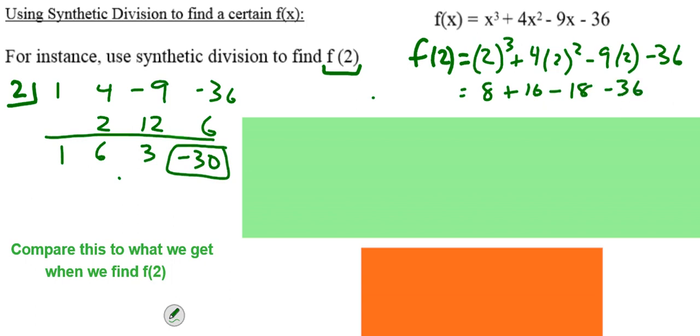Because I don't have a calculator, I'm going to have to do it by grouping. 16 minus 18 is -2. -2 minus 36 is -38. So 8 minus 38 is -30. We got the same thing. All right, so that's pretty cool. We just figured out another way to find the value of a function at a certain x. Now, I'm not going to lie, I think this way was faster than that way, certainly less writing. And so why are we doing this?